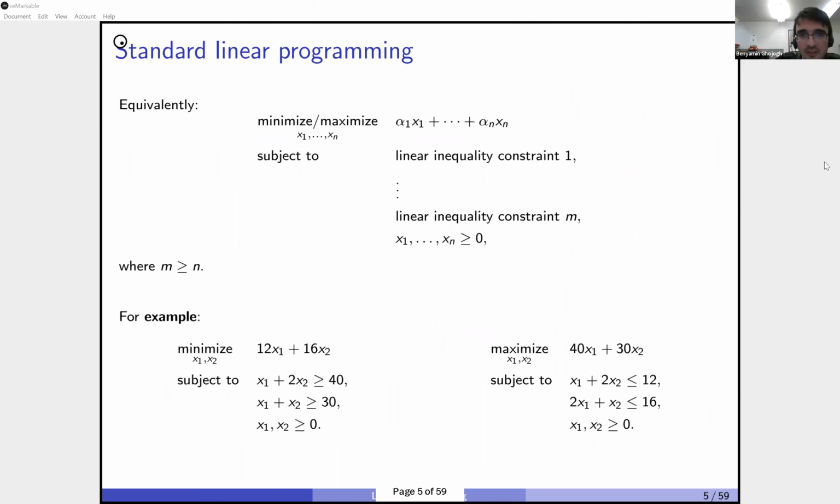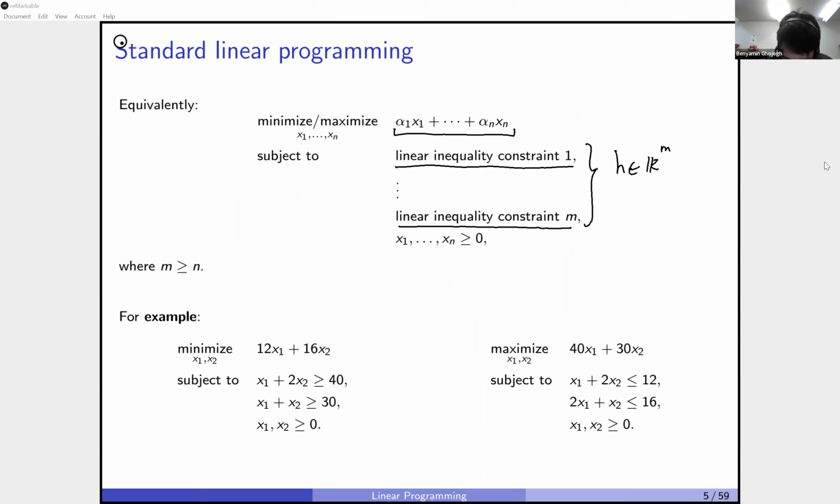Equivalently, we have this. We already talked about it: linear inequality constraint 1 until linear inequality constraint M, because we have M inequalities. h was an M-dimensional vector, and x1 to xn is greater than or equal to 0. Usually M is greater than N. It doesn't matter. I'm saying that we might have both cases where M is less than N or greater than N, but usually we have a greater number of constraints.